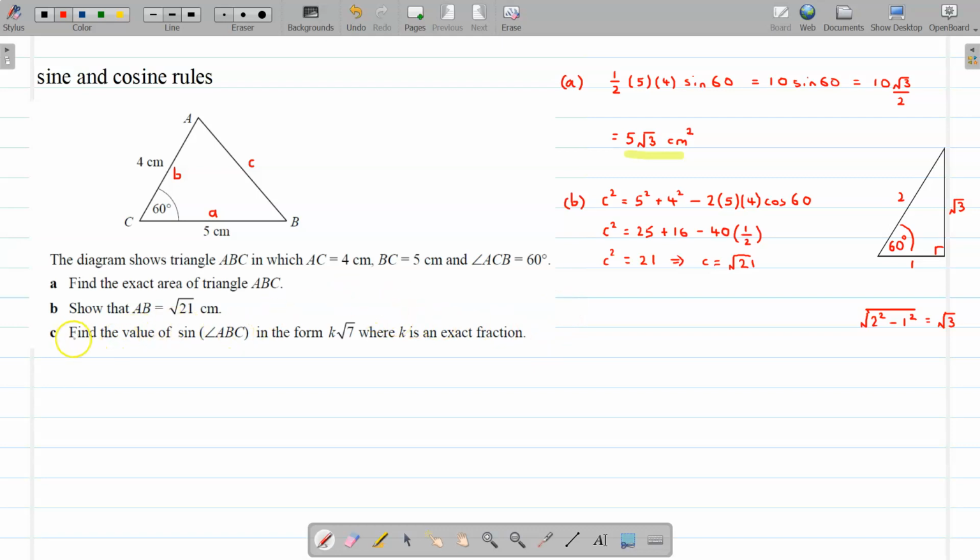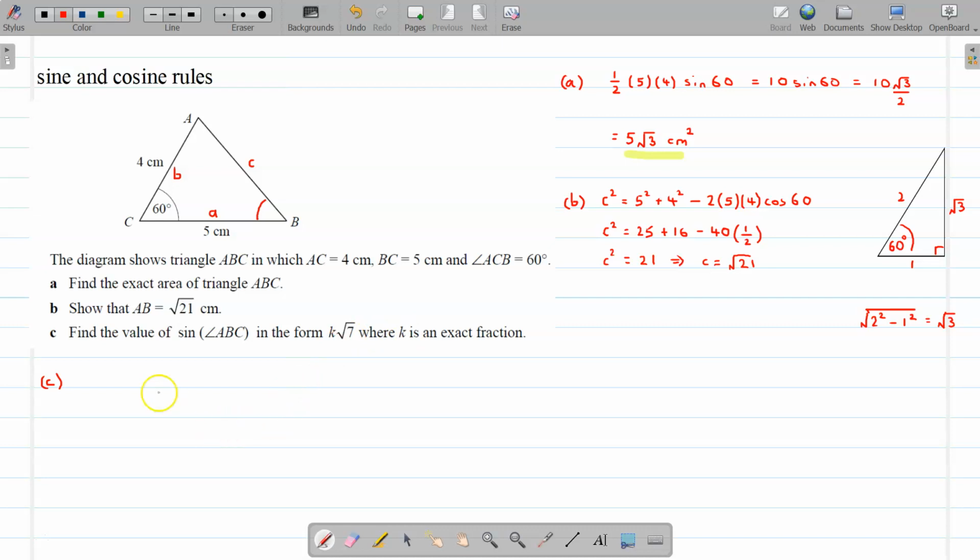Okay, now for part C, it says find the value of sine of angle ABC. They want the sine of angle ABC in the form k root 7, where k is an exact fraction. So what angle are we talking about? We're talking about the angle here, which is the angle B. Instead of calling it angle ABC, because there's only one angle here at B, we can just refer to it as angle B.